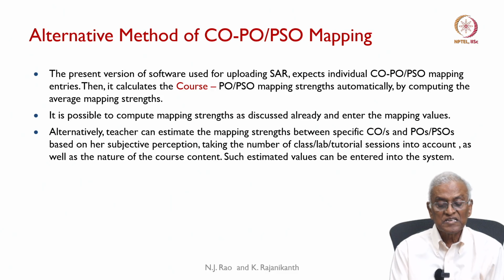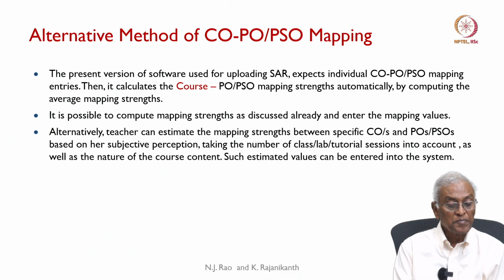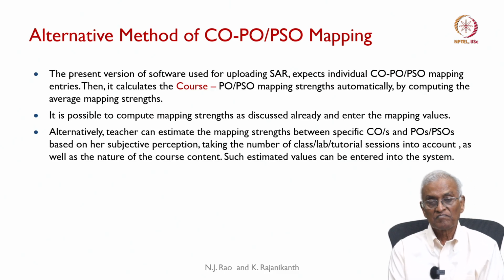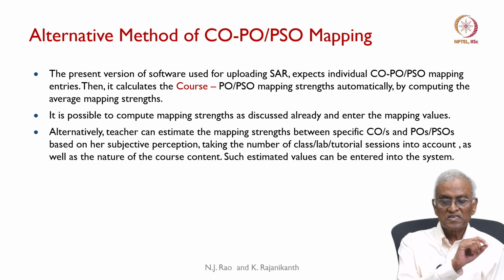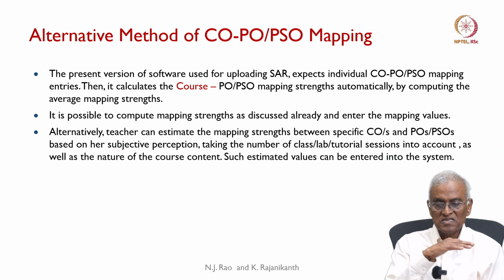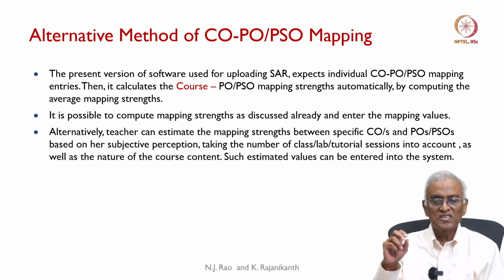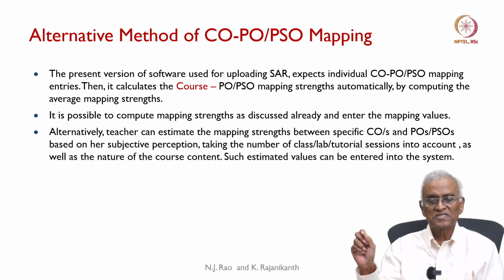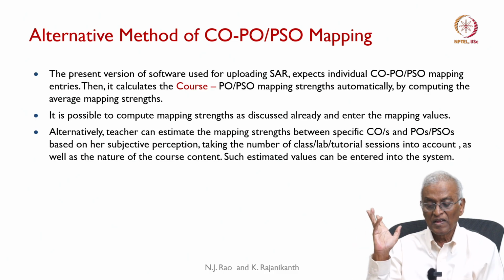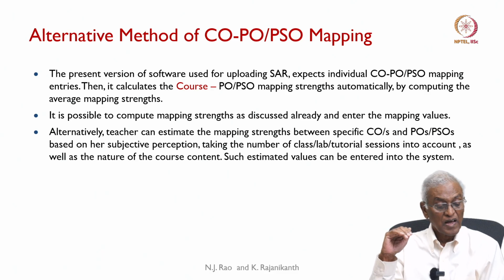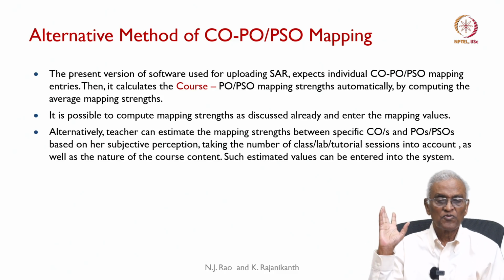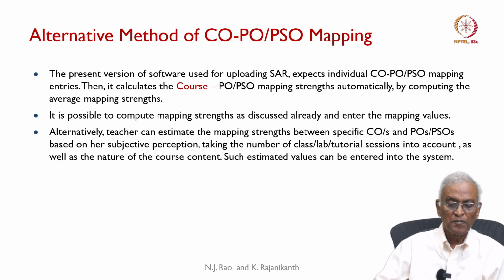Alternatively, the teacher can estimate the mapping strength between a specific CO and PO-PSO based on her subjective perception. You write a CO, and then looking at the statement and the action verbs that you are using, the knowledge content you are looking at, you say this CO addresses this PO with a strength of 2 or 1 like that. It becomes very subjective. Such estimated values can be entered into the system if you want. That is permissible by the NBA.